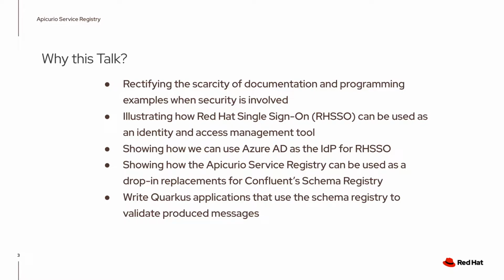Some of our customers are using Azure Active Directory for authentication, so I'm going to show you how you can use Azure Active Directory as an identity provider for SSO. And then in the next part, I'm going to show you how you can actually use Apicurio Service Registry as a drop-in replacement for Confluent's Schema registry. And then I'm going to show you a couple of Quarkus applications using Kafka and the Schema registry to validate produced messages.